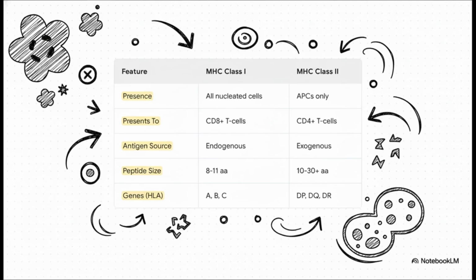The genes in humans are called HLA genes. This genetic diversity is why finding a matching organ donor is so hard. Your T cells are trained to see your specific HLA pattern as self. And finally, the pathway, which we're about to detail. For class I, it's the proteasome pathway. For class II, it's the phagolysosome pathway.